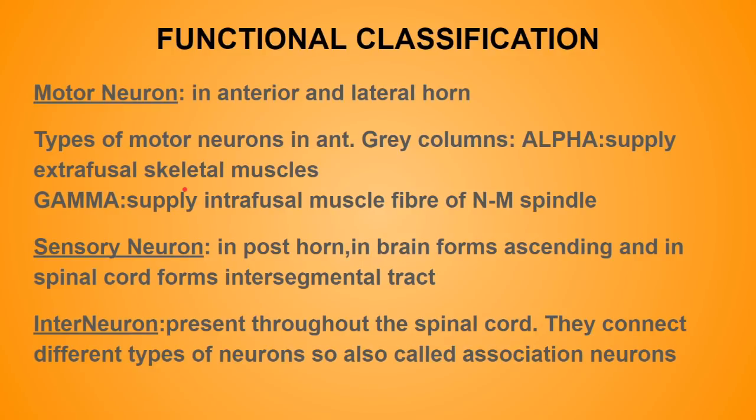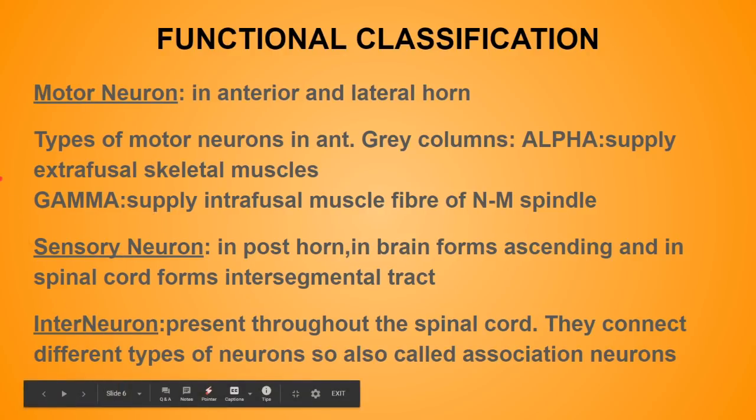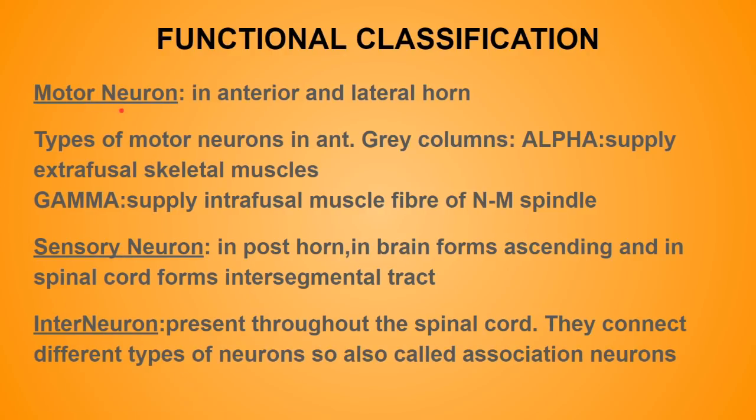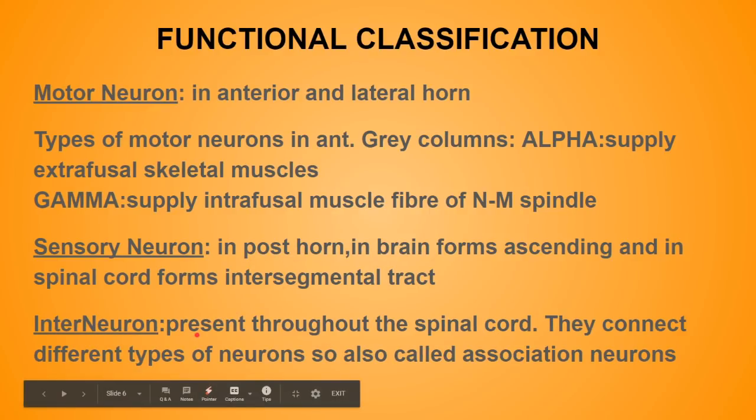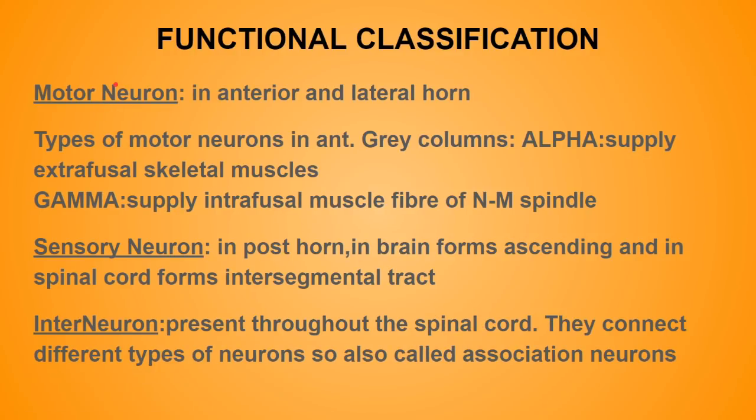Now the functional classification of the neurons. There are three types: motor neuron, sensory neuron and the interneuron. First, the motor neuron is present in the anterior and the lateral horn of the spinal cord. Sensory neurons are in the posterior horn of the spinal cord, with the interneuron present throughout the spinal cord. So this in the anterior and lateral horn, this in the posterior horn, and interneuron in the whole spinal cord.